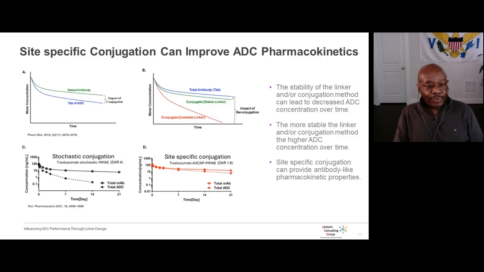What Ajinomoto has shown as well is that the stochastic conjugation methodology results in this, and also results in decreased stability of your ADC, while the site-specific version of their ADC results in almost identical pharmacokinetic properties to the naked antibody. The second thing is the DAR, the number of drugs per antibody. With the site-specific, you have a DAR of 1.6. With the stochastic, you have a DAR of 4. So essentially, for half the DAR, you get better pharmacokinetic properties. But how does this translate into efficacy and also toxicity?